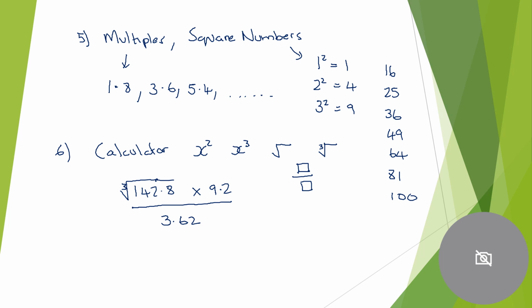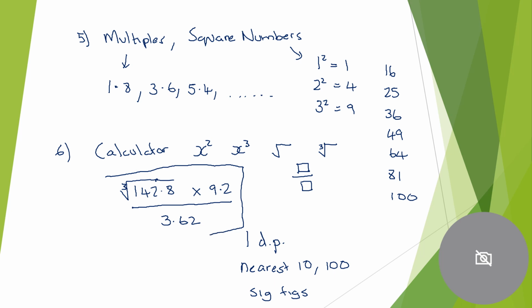I'm not going to work out the answer here, but you also need to be able to round your answers. Could be to decimal places, something like 1 decimal place. Could be to the nearest 10 or 100, or it could be rounded to significant figures. Are you happy with rounding to decimal places, nearest 10, nearest 100, sig figs? It's your answers to these sums that will go into the calculator that you're rounding.